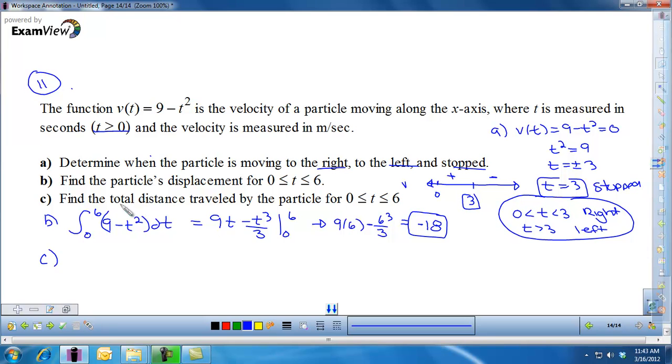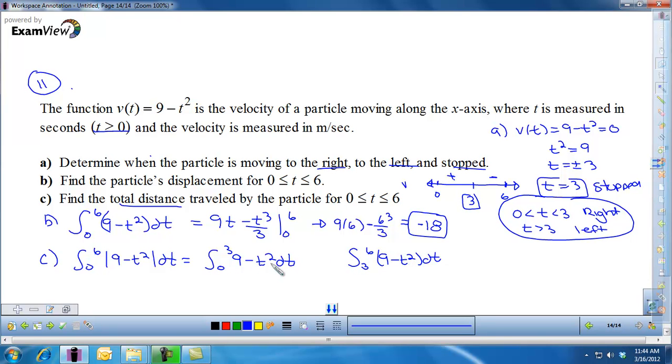Part C says, what is the total distance traveled? Well, the total distance traveled is the absolute value. If we were doing this in our calculator, it's really easy, we can just put in the absolute value. But if I'm doing it by hand, I have to find out where it's positive and where it's negative, which I did in part A. So what I'm going to do is go from 0 to 3 of 9 minus t squared dt. That's going to give me my positive value. And then from 3 to 6, and that's going to give me my negative value.